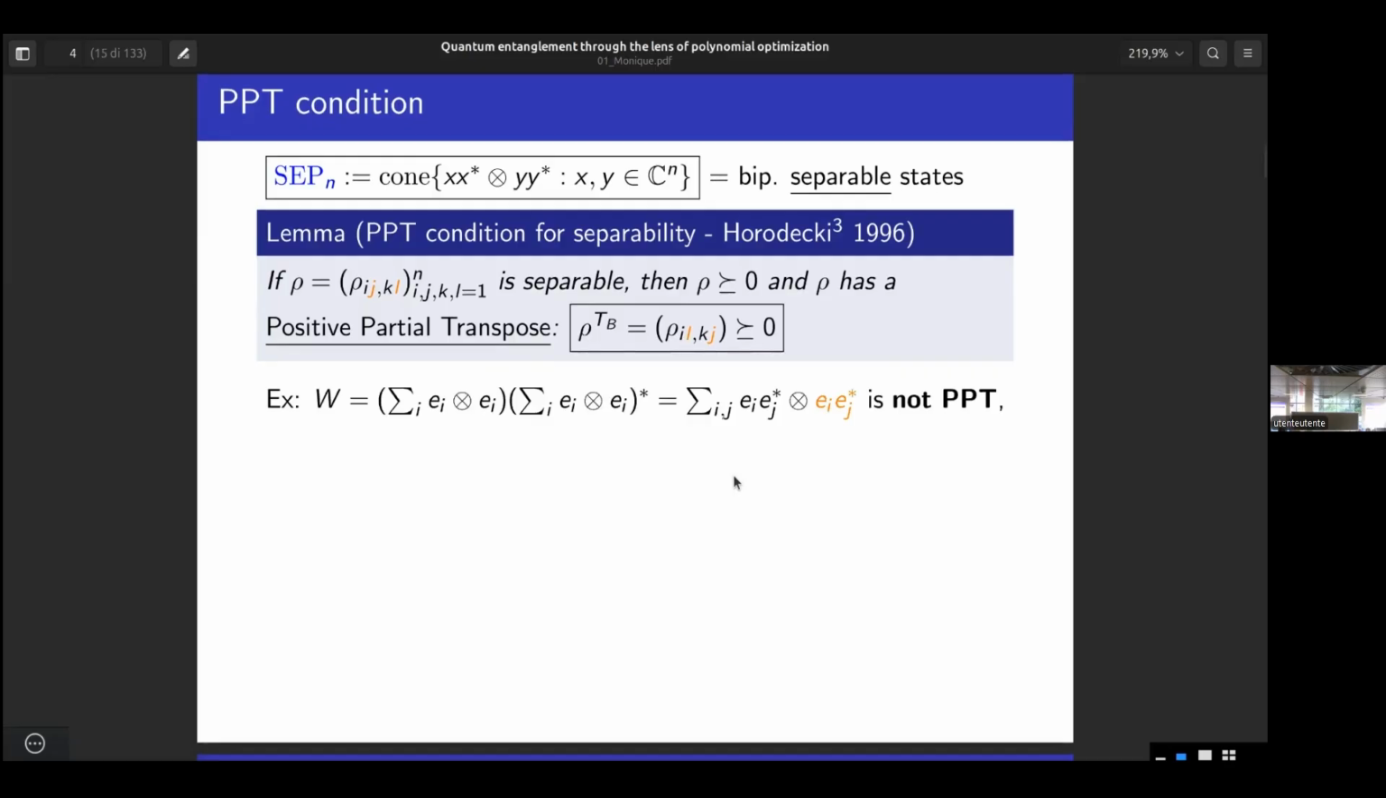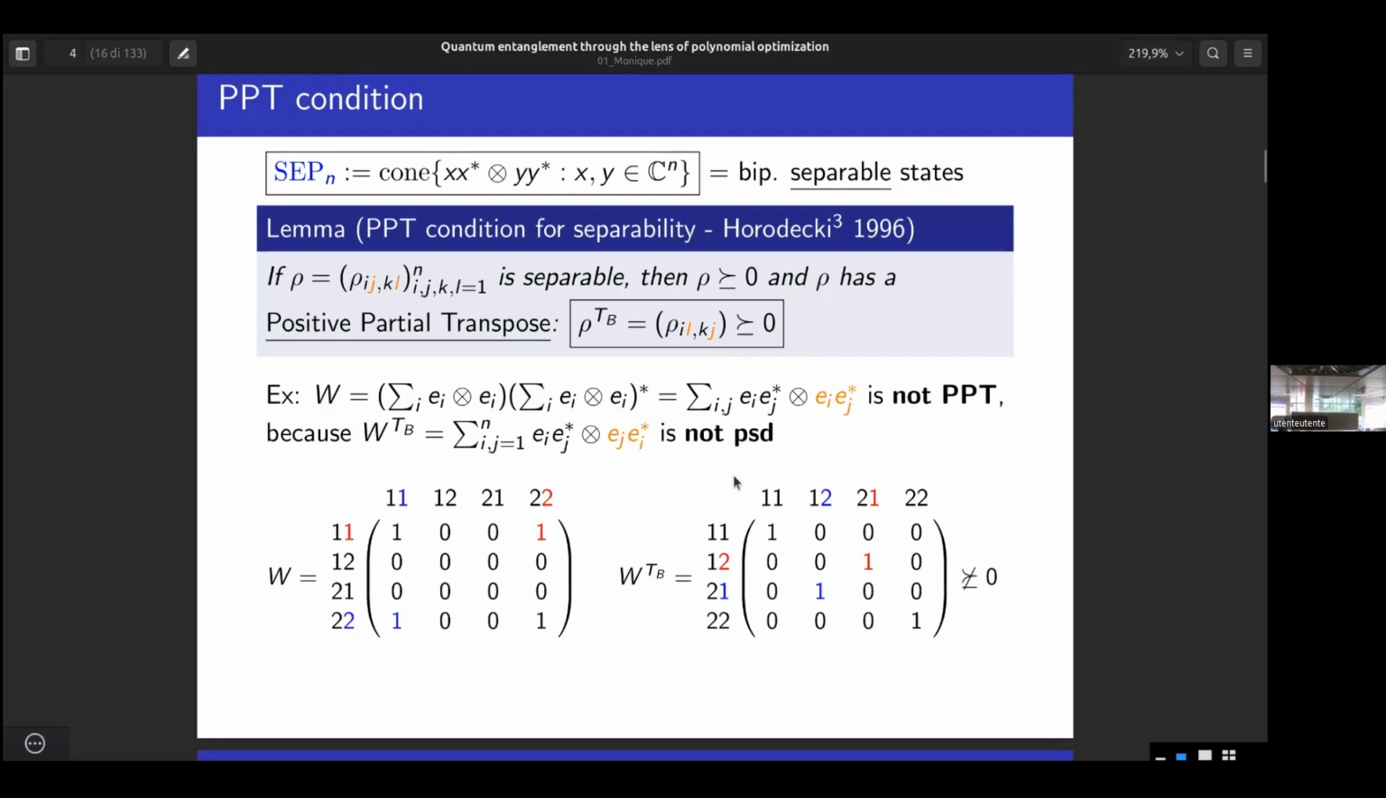So here is a simple example of a state. You just take the sum of the e_i times its conjugate transpose. So this is obviously a positive semi-definite matrix, but it is not PPT. Because if you rewrite it in this way, taking the partial transpose means flipping the indices in the second factor. For ij becomes ji. And okay, let's just look at a small example for n equal to 2.